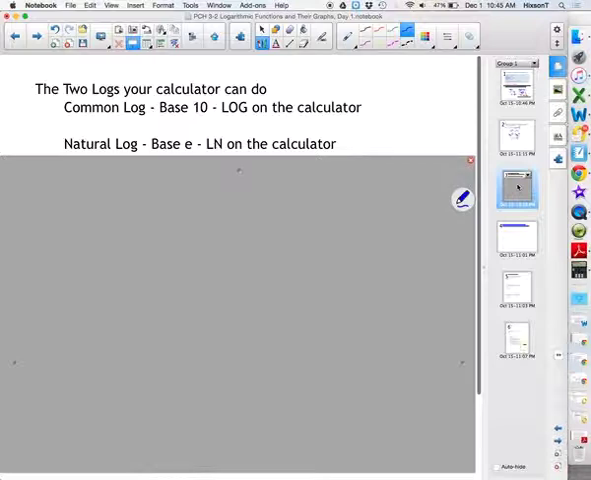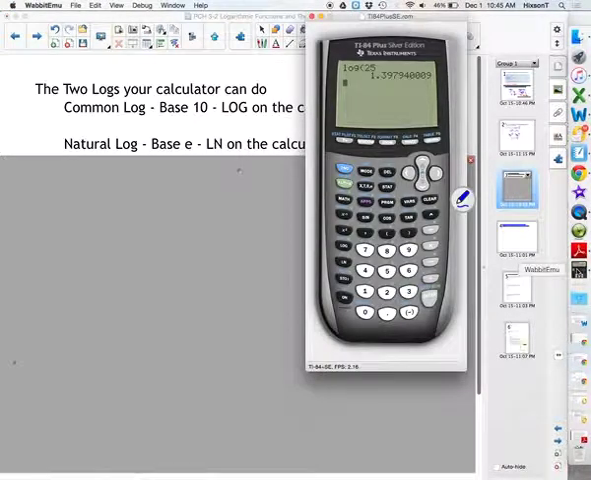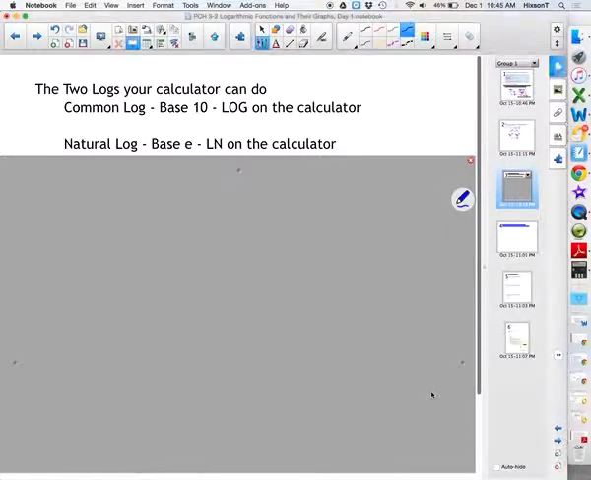Now, the other one that any scientific calculator will let you do is a base of e. We said that e was the base of the natural exponential function. We looked at that yesterday. A log with a base of e is the natural log, written ln. On our calculator, right below the log button is the ln button. We have the natural log.